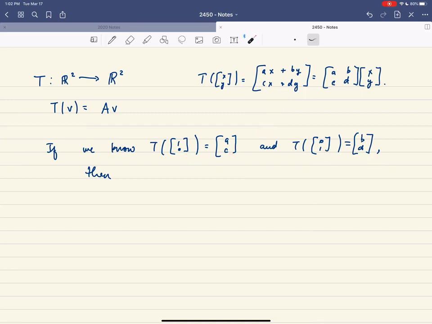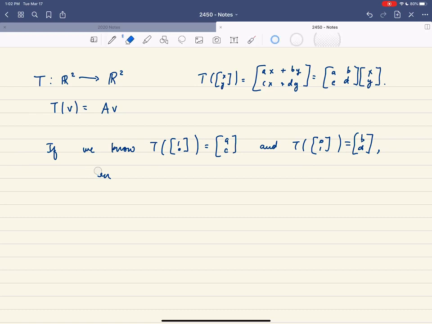On the other hand, we know that if our basis vectors get sent to (a, c) and (b, d) respectively, then this is our linear transformation. So I'm kind of thinking about two different sides of the same coin here, but it's really just a dictionary to go back and forth between thinking about our linear transformation in terms of a matrix or in terms of just understanding what this does to the standard basis vectors.